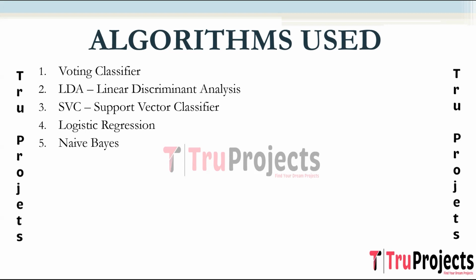account the independence assumption. It is particularly useful when dealing with a large dataset and when feature independence is a reasonable assumption. The next algorithm is k nearest neighbor.